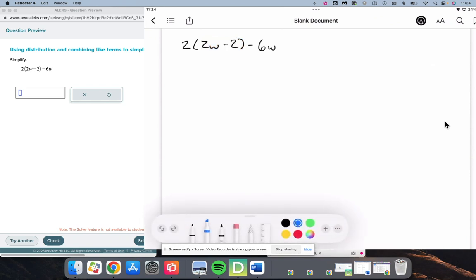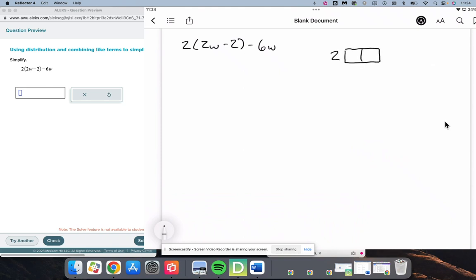And so when we do the distributive property, over here on the side, we'll do our area model. That's only being multiplied by 2w and negative 2. So that's going to give me 4w and negative 4. So 4w minus 4 is going to replace that first part there, and then we still have a minus 6w.